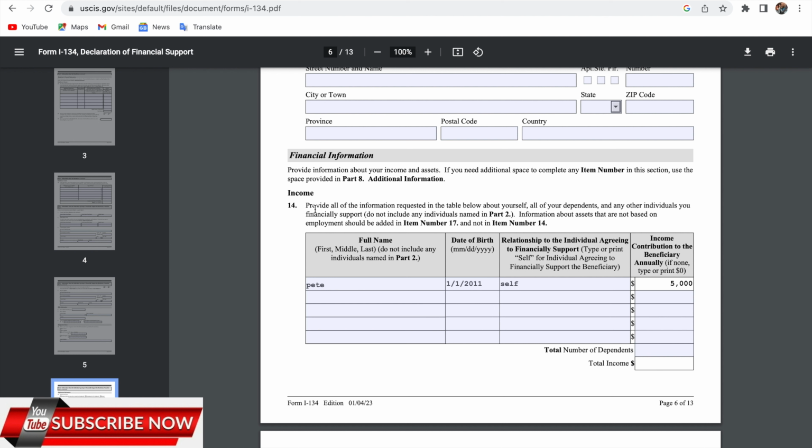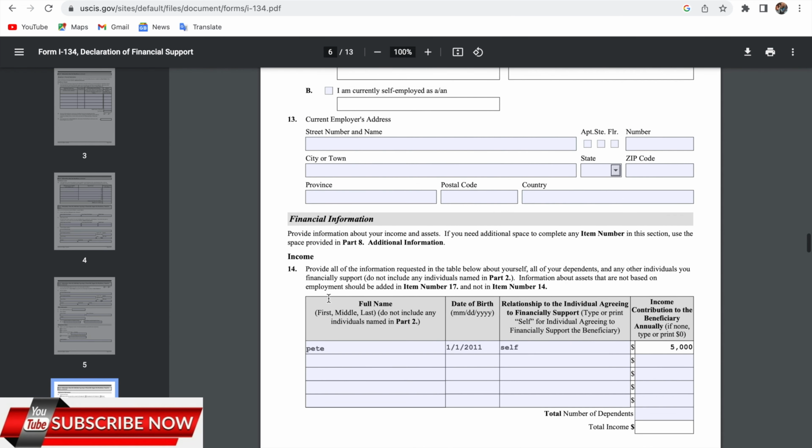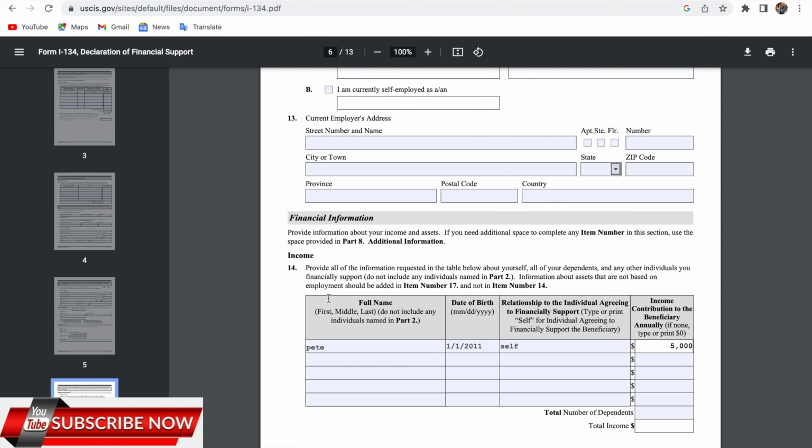So this is how it is. It says provide all information requested in the table below about yourself, all of your dependents, and any other individuals you financially support. So if you are married, you have to put in your wife's name, and if you have children, you have to put them in too, everybody over there. So they will know that the beneficiary you are bringing in is not the only person you are supporting.